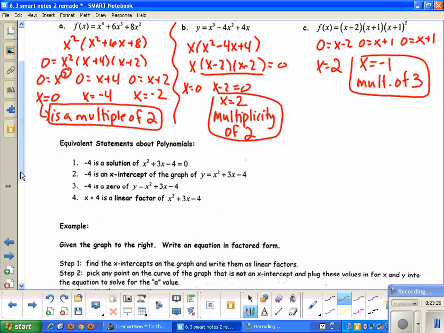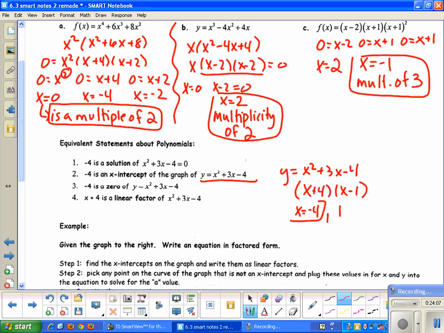The next part is I want to talk about equivalent statements about polynomials, which we've already said before. Now, if this was our equation right here, we had y equals x squared plus 3x minus 4. Well, if you want to find the solutions to your equation, you set the equation equal to 0 and solve. So I know that if I were to solve this, I would have y equals, and we could do x squared plus 3x minus 4. So x in this case would be plus 4, and x minus 1 is how that would factor. And so this would be x is equal to negative 4, and x is equal to 1.